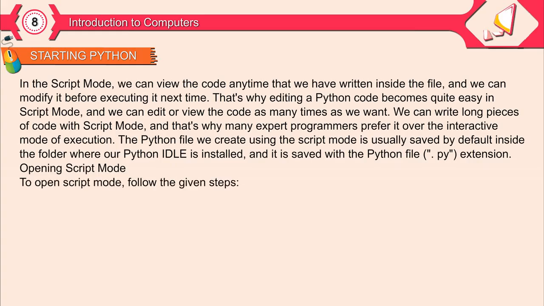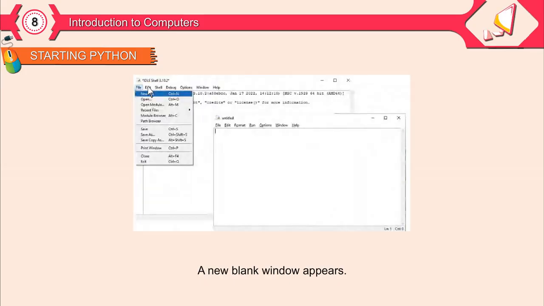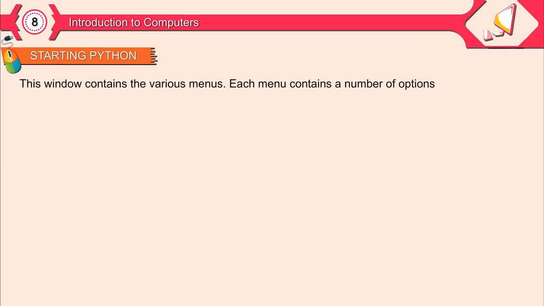Opening script mode. To open script mode, follow the given steps. Step 1. Open IDLE in interactive mode. Step 2. Click File, New File. A new blank window appears. This window contains the various menus. Each menu contains a number of options for performing various operations.